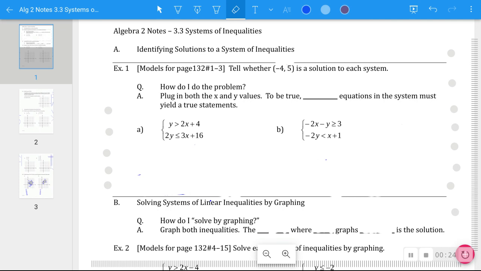So on the first example here, I just want to show you what a solution looks like. We have this point here, negative 4, 5, and that point is actually an x and y pair. So I've labeled them x and y there. Okay, x and y. So we're going to try and plug this into these equations, and they're paired up. There are two inequalities in each one. And when you're solving these, you're trying to find the point that makes both equations true at the same time.